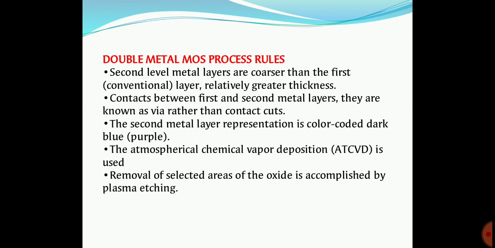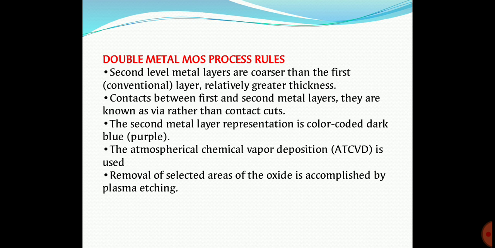The next topic is double metal process rules. In the double metal process, two layers of metal are deposited. The second layer is relatively greater in thickness than the first layer. To distinguish the contacts between the first and the second metal layer, the layer is called via. The second metal layer representation is color coded as dark blue or purple.